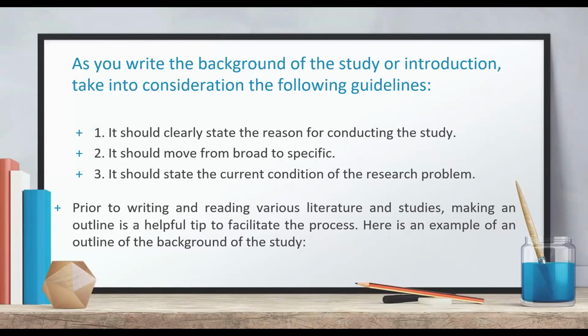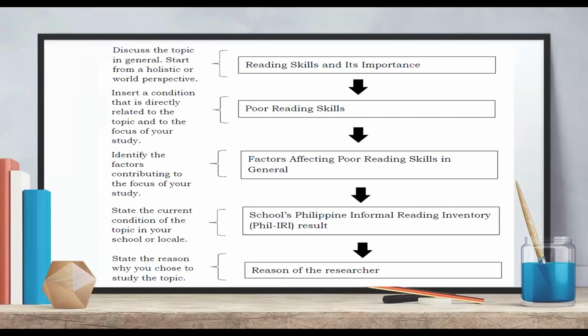And then it should move from broad to specific. So from broad to specific. So kinahanglan naay content nga naa didto, and then imo na siya itagsa-tagsa. It should state the current condition of the research problem. So prior to writing and reading various literature and studies, making an outline is a helpful tip to facilitate the process. So here is an example of an outline of the background of the study.